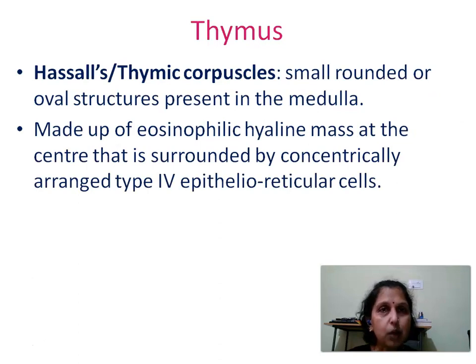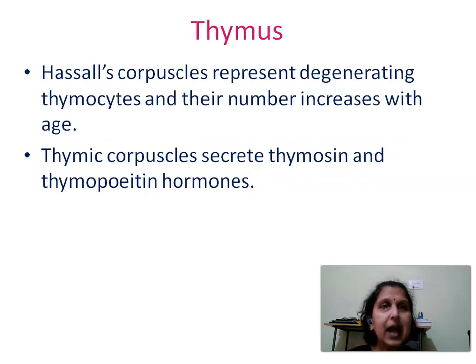The Hassall's corpuscles or thymic corpuscles are small, rounded or oval structures present in the medulla of the thymic lobules. They are made up of an eosinophilic hyaline mass at the center that is surrounded by concentrically arranged type 4 epithelio-reticular cells. The Hassall's corpuscles represent degenerating thymocytes, and their number increases with age. Thymic corpuscles secrete thymosin and thymopoietin hormones.